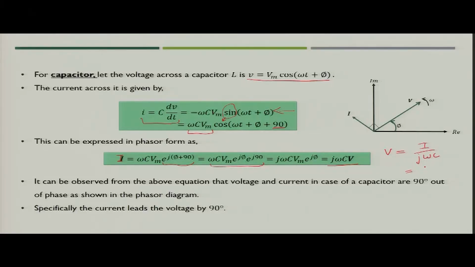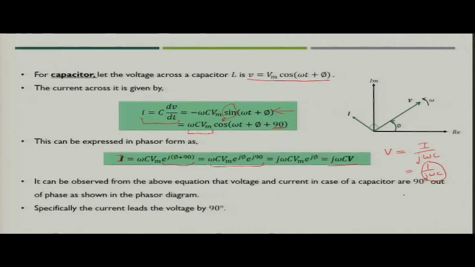The term 1 upon j omega C is again similar to what we saw in case of inductor or what we saw in case of resistance. In case of resistance also, the term was V is equal to R into I. So if you correlate, this will also have the property to resist the flow. So we will simply write this as Xc, which is symbolized as capacitive reactance. You can see that both of the terms are similar to what we described in case of Ohm's law.